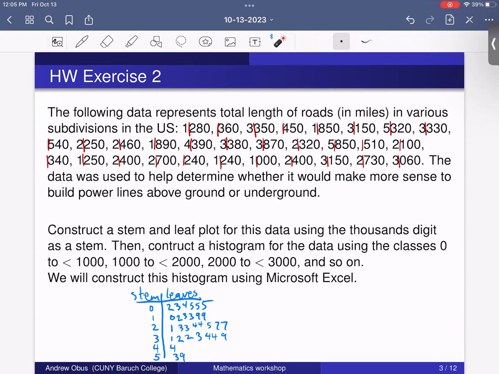But if you have access to Microsoft Excel and you don't have access to the internet, then Excel will make a histogram for you. Okay, and it's pretty easy. I messed it up last time, but now I have the correct instructions. So before we do the histogram, any questions about the stem and leaf?